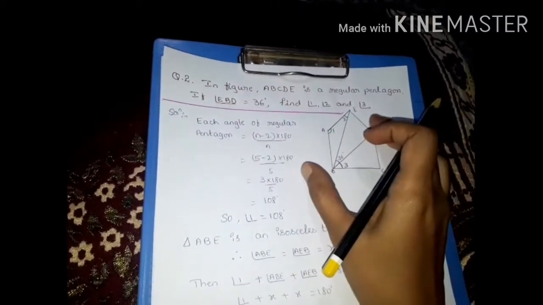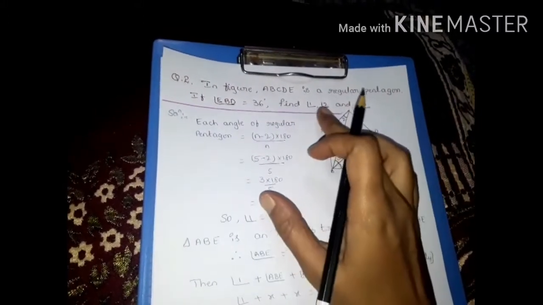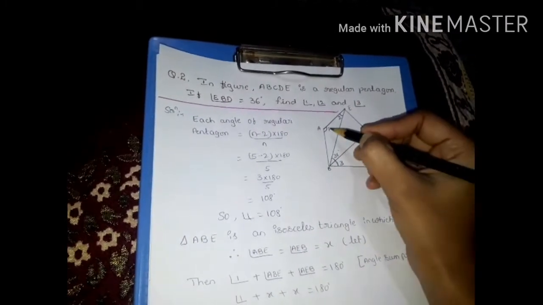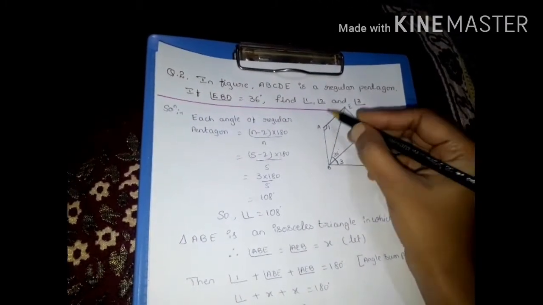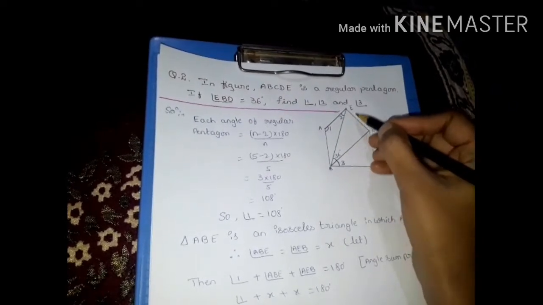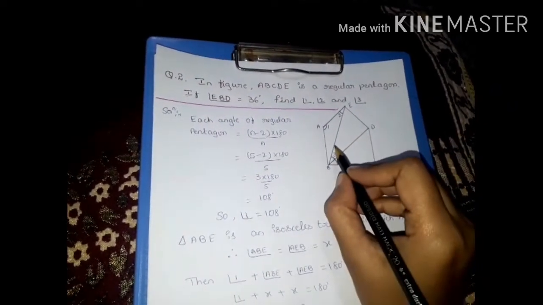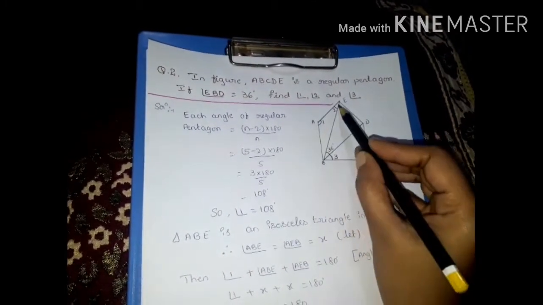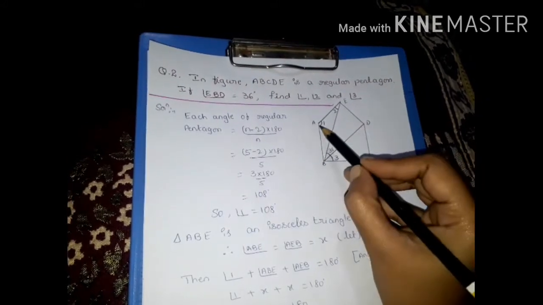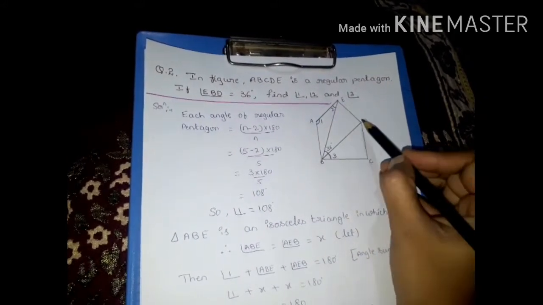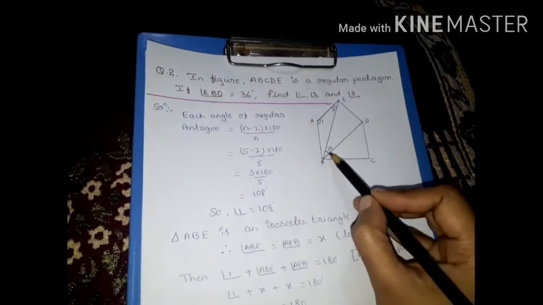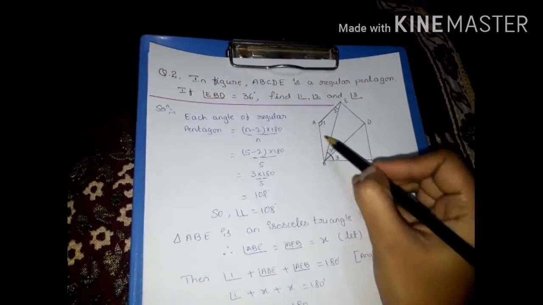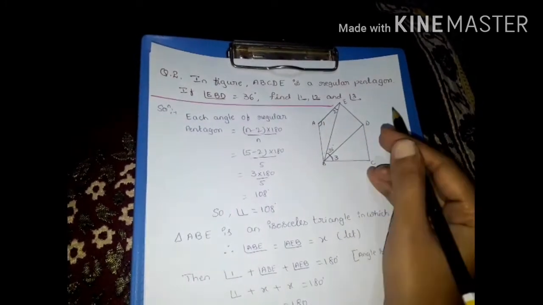First, from the figure, let us solve how to find angles 1, 2, 3. Later let us discuss the solution. Here we already know that each angle of a regular pentagon is always equal to 108, which we find by using the formula. Each angle, angle A, angle E, angle D, angle C and angle B, each interior angle of a pentagon is equal to 108.